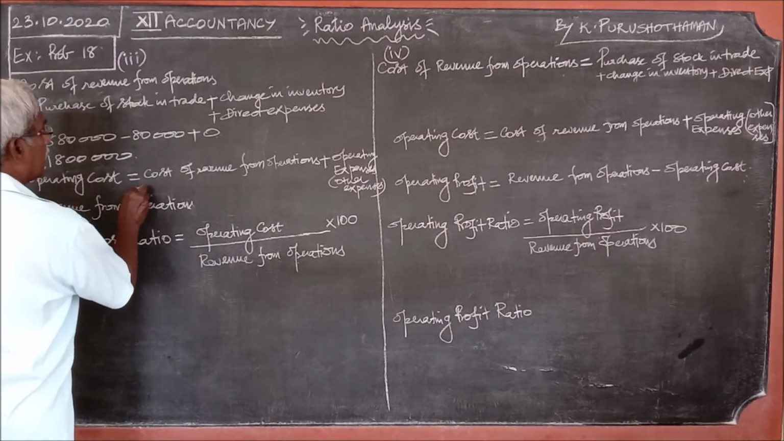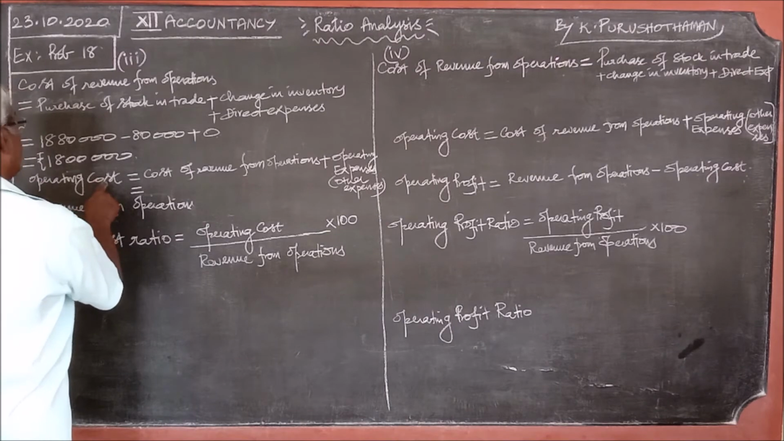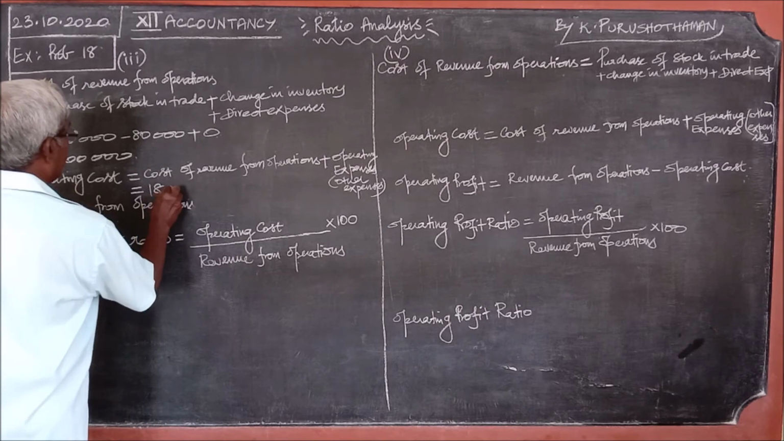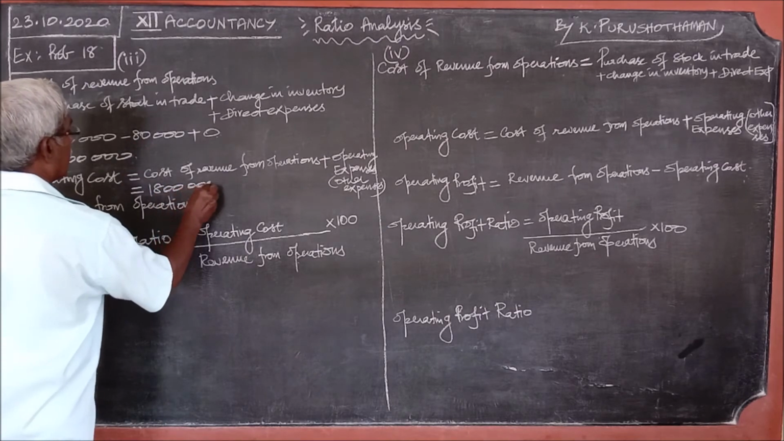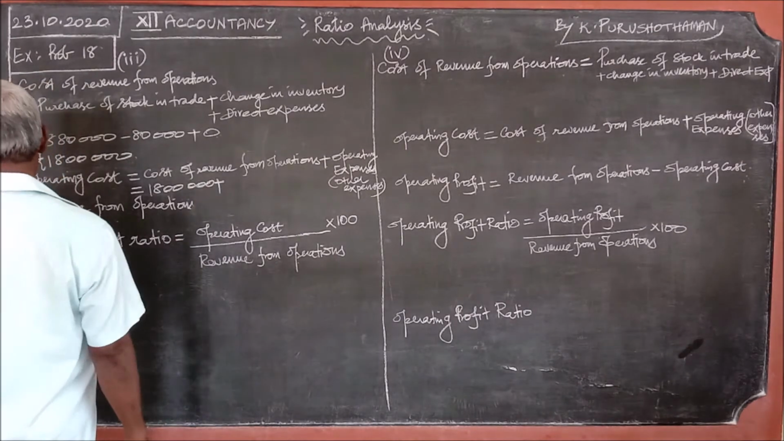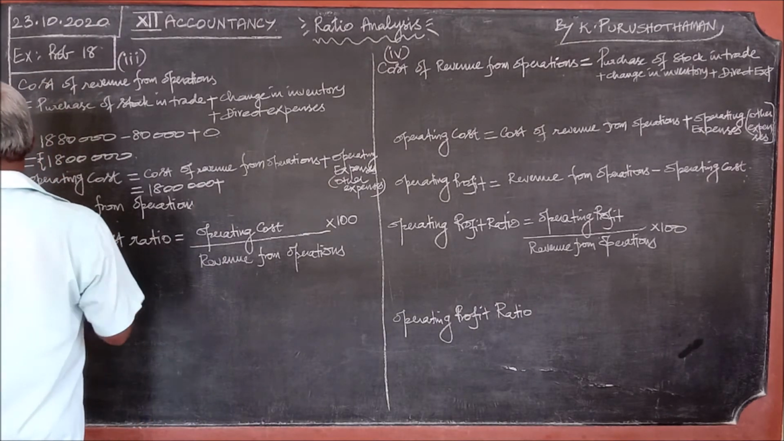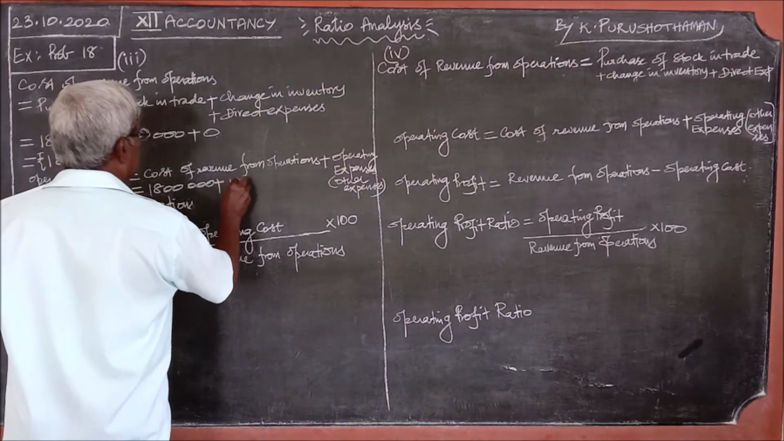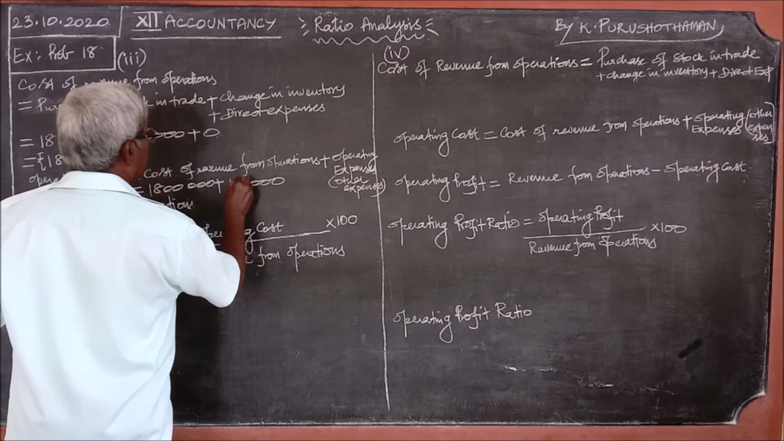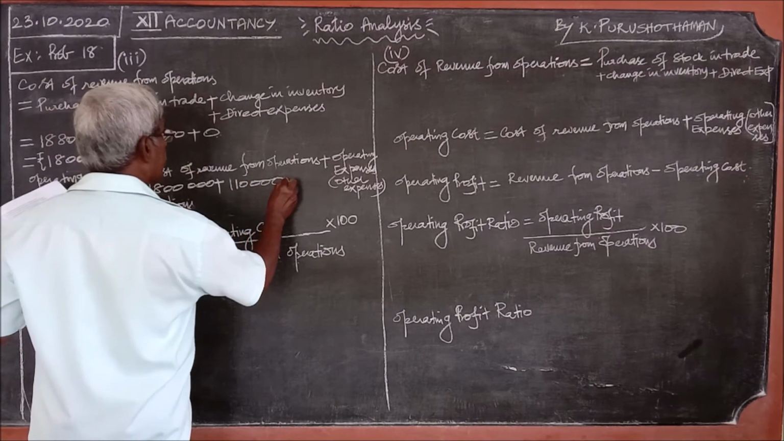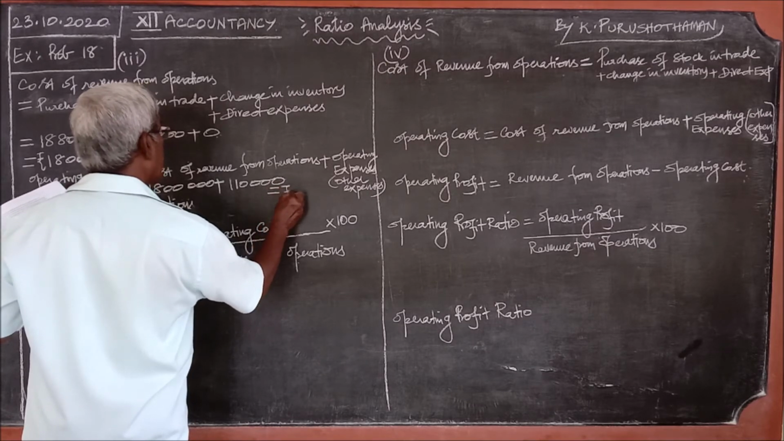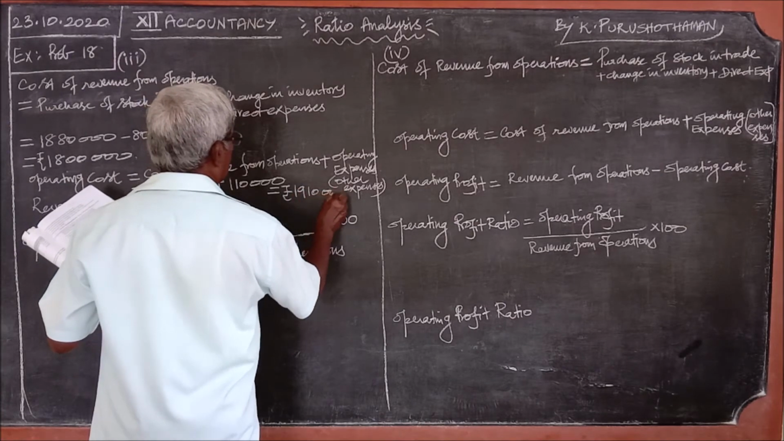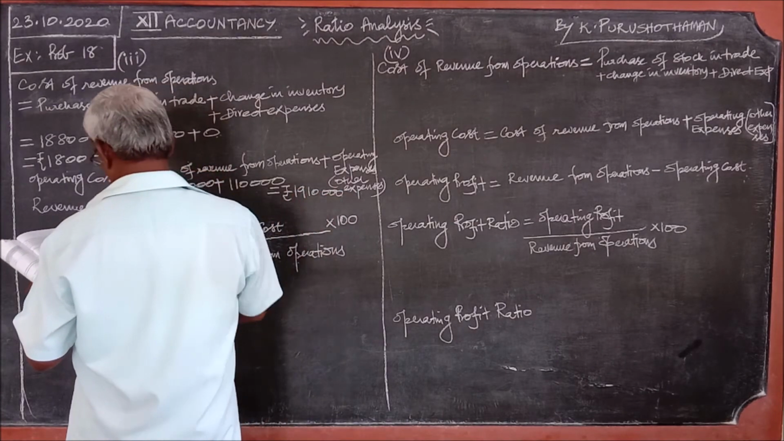Now, operating cost is equal to cost of revenue from operations, 18 lakhs, which we have found out already, plus operating expenses, that means other expenses. Other expenses, it is 1,10,000. One lakh 10,000, which is equal to 19 lakhs 10,000.